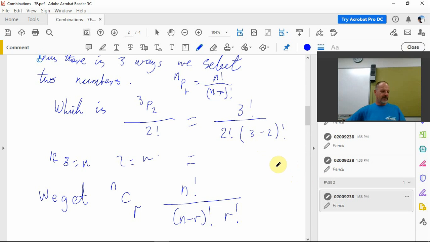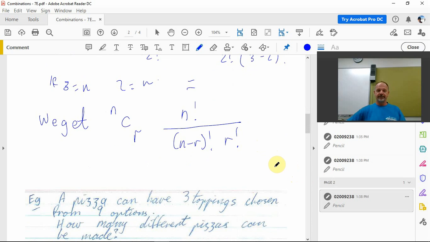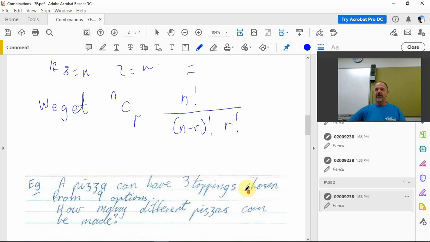It can be something like this, for example, pizza. You've got 3 toppings on a pizza that you can choose, and there's 9 options.